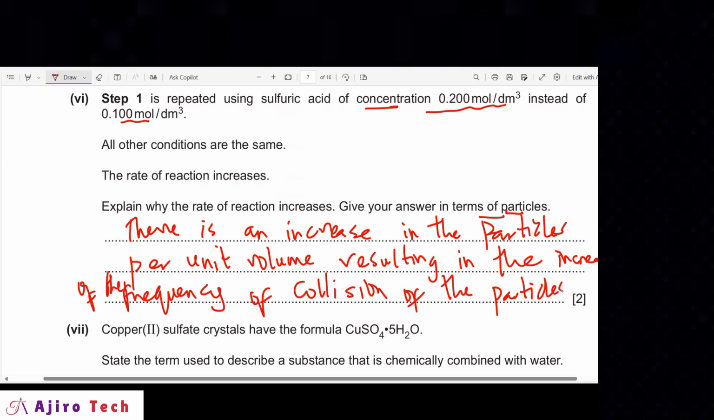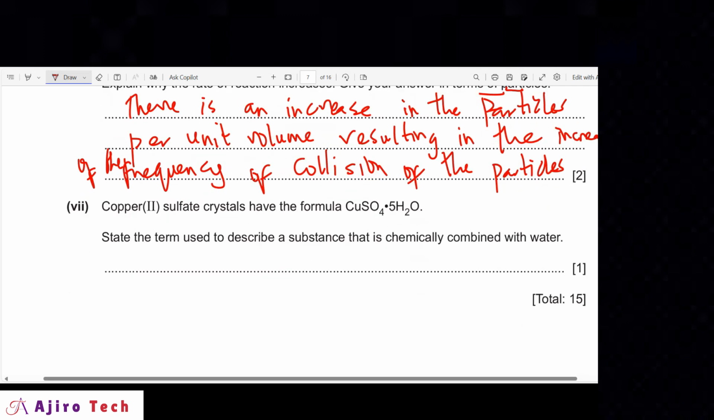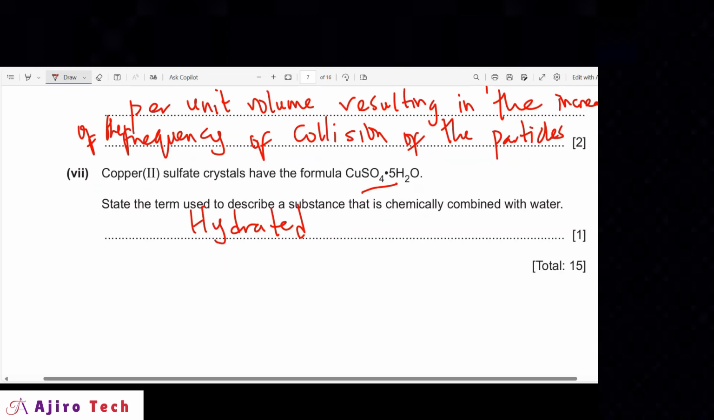So the particles will collide more frequently because you have increased the concentration. Copper 2 sulfate crystals have the formula this. State the term used to describe the substance that is chemically combined with water. Of course, we know this is hydrated. When you see something is hydrated, it is a substance that is chemically bonded with water. And that gets you the 15 marks for that question.